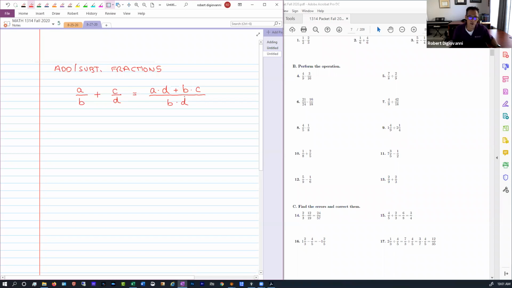Now that may look weird, but let me just kind of explain. Let me show you how it works first, and then once you see how it works, I'll try and explain why it works. All right, so let's talk about the pieces.